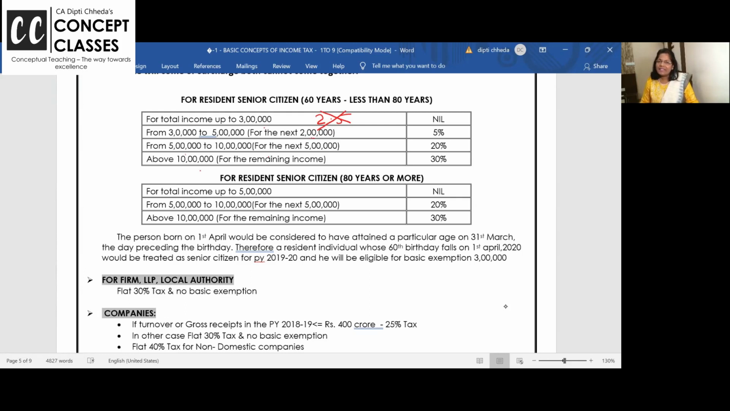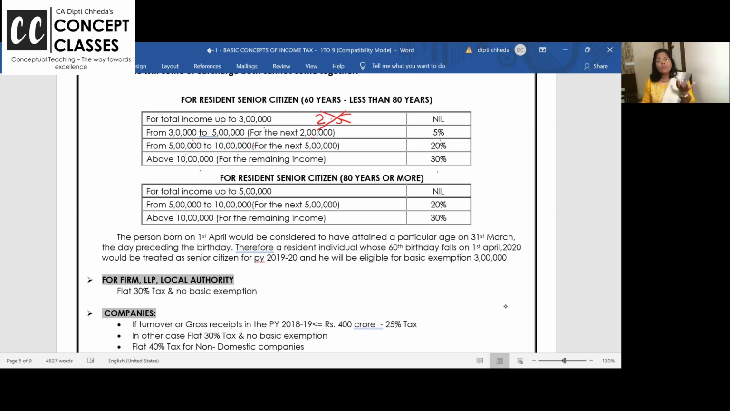Nice. Clear to all of you? Yes. So up to 3 lakh, nil. 3 lakh to 5 lakh. Not on the next 2,50,000, I made a mistake. If he is a senior citizen, you have to write it on top while calculating the income. So 3 lakh to 5 lakh, on the next 2 lakh, 5%. 5 lakh to 10 lakh, same 20%. 10 lakh above, same 30%.